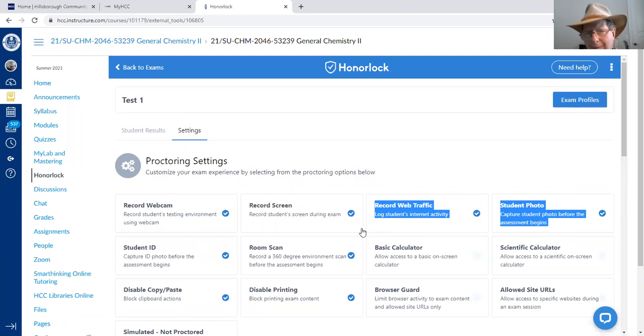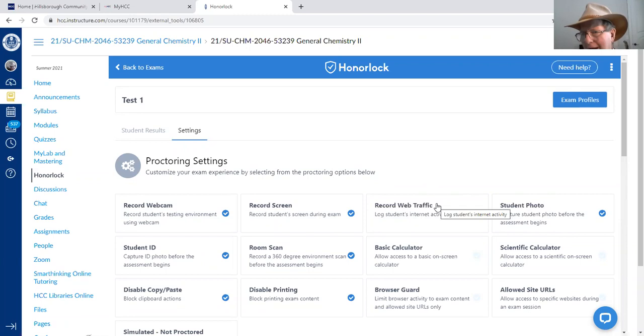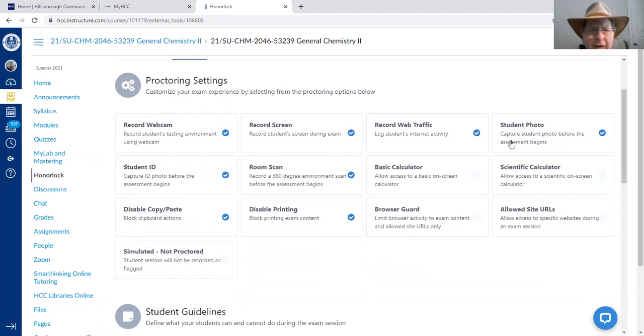I'm recording. I'm going to record the screen as well, and any web traffic. Believe me, guys, if you try and get on the chat, it records it. You need to have a photo and an ID. You need to do a room scan. This isn't clicked because you're allowed to use your own calculator. I figured you would rather use your own calculator than one I provide.